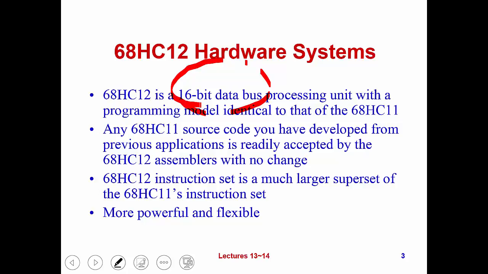Now also the 68HC12 has a much richer instruction set. We mentioned it has 209 different instructions, which is much larger in comparison to the 68HC11. So it's much more powerful and also flexible, designed for various types of applications.